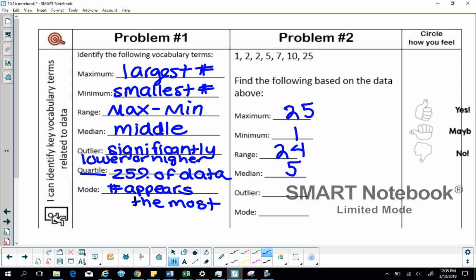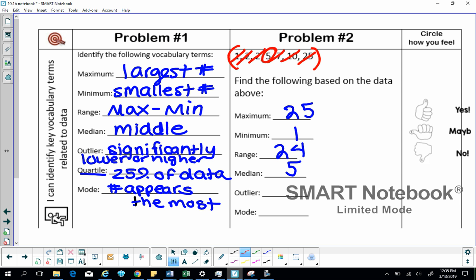Does anyone need to go over median? I know, Tremont, you weren't here yesterday, right? So when I do median, you just go 1 for 1. So I go 1, 1, 2, 2, 3, 3. So it's 1 from each side, and whichever one's in the middle is your median. So 5 would be my median.